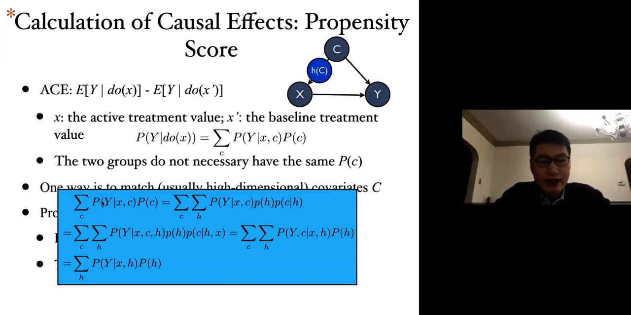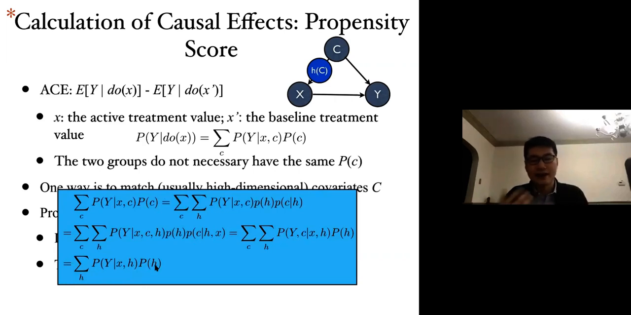Originally, we wanted to take the average of the mechanism, the probability distribution of Y given X and C, according to the distribution P(C). We want to marginalize out C in this way. And after some transformation, you can see finally, we can just ignore C, but make use of the random variable H, the propensity score H(C), instead. So equivalently, we just calculate the average of the distribution of Y given X and H, with the weight probability of H.